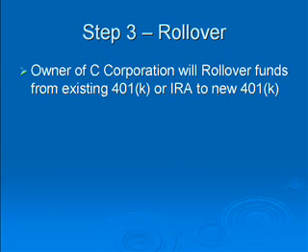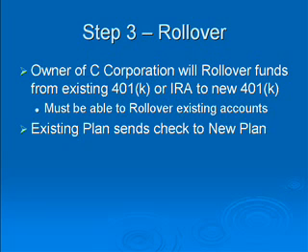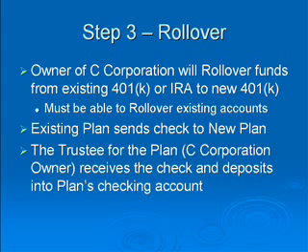Step 3, rollover. The owner of the C corporation will roll over funds from an existing 401k or IRA to the new 401k. You must, however, be able to roll over these existing accounts, and you can check with your plan administrator to find out if you can roll those funds over. The existing plan then sends a check to the new plan. The trustee for the plan, which is the C corporation owner, receives the check and deposits the check into the plan's checking account. Now keep in mind who the C corporation owner is. It's you. You set up the C corporation, you're the owner.